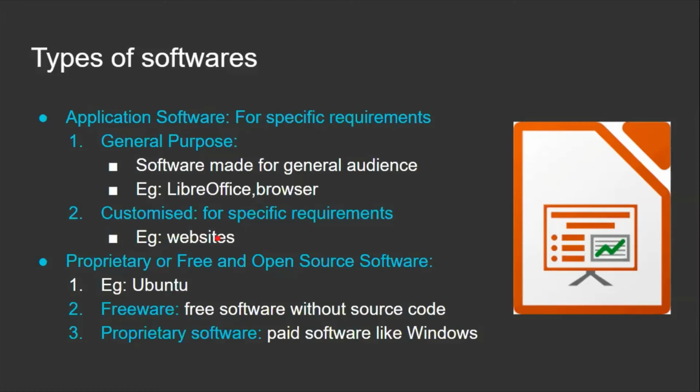Now we're going to talk about proprietary or free and open source software. Free and open source software, we write FOSS. If you find that anywhere, you should understand this is what they're talking about. An example of this is Ubuntu. So what is freeware? It's free software without source code. And proprietary software is paid software, like Windows. When you buy a new laptop, you obviously want Windows inside it. That's called proprietary software, the one you paid for. And freeware is free software that you can download, but it would not give you the source code.